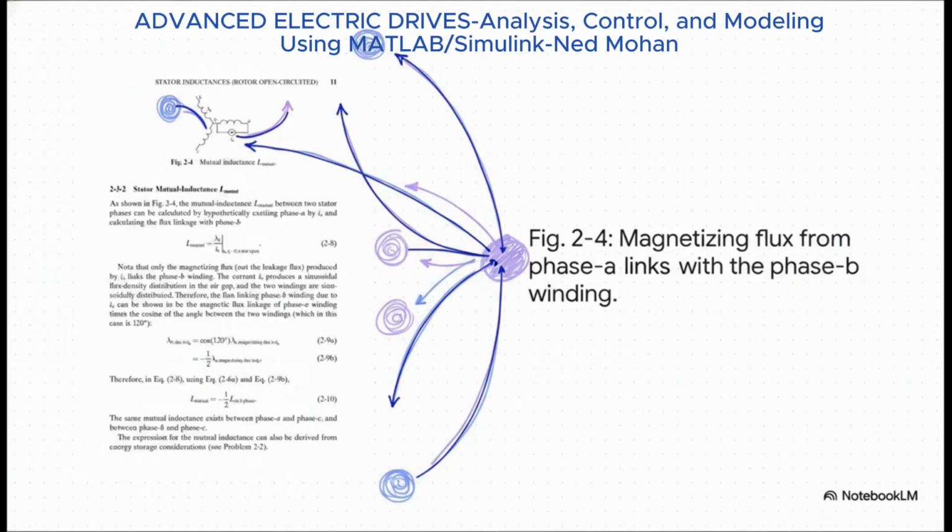Look at those magnetic field lines again. The magnetizing flux from phase A doesn't just link up with the rotor. A big chunk of it inevitably links with the windings of phase B and phase C as well. This flux linkage, coming from a current in another phase, is exactly what defines mutual inductance.